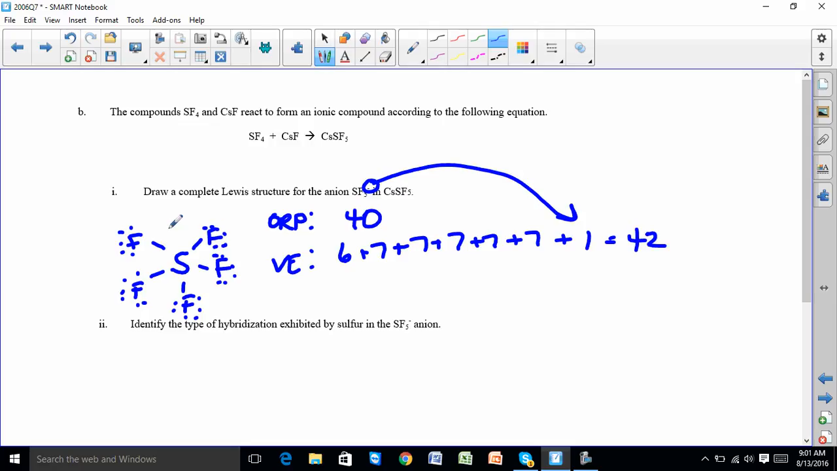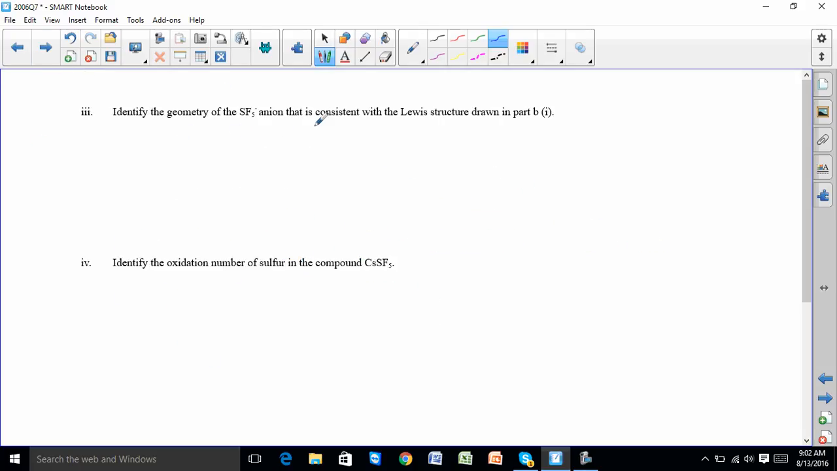By the way, when I was doing ORP here, if you have 10, you don't add any more. But the math tells us that we need to add two dots. And so this ends up being an AB5E1. What's the hybridization? Well, you have 5 bonding orbitals and 1 orbital that's non-bonding, but it holds a lone pair. 5 plus 1 is 6, so you need 6 orbitals. So it would be 1s, 3p, and 2d all hybridized to make 6 equivalent orbitals. And then, what is the geometry? That is square pyramidal.